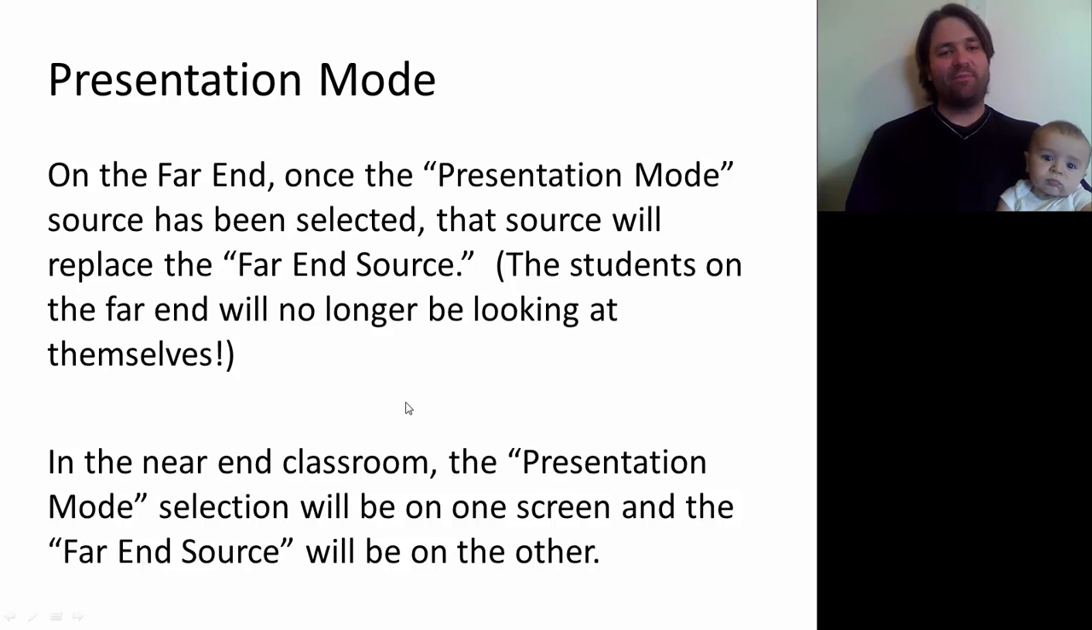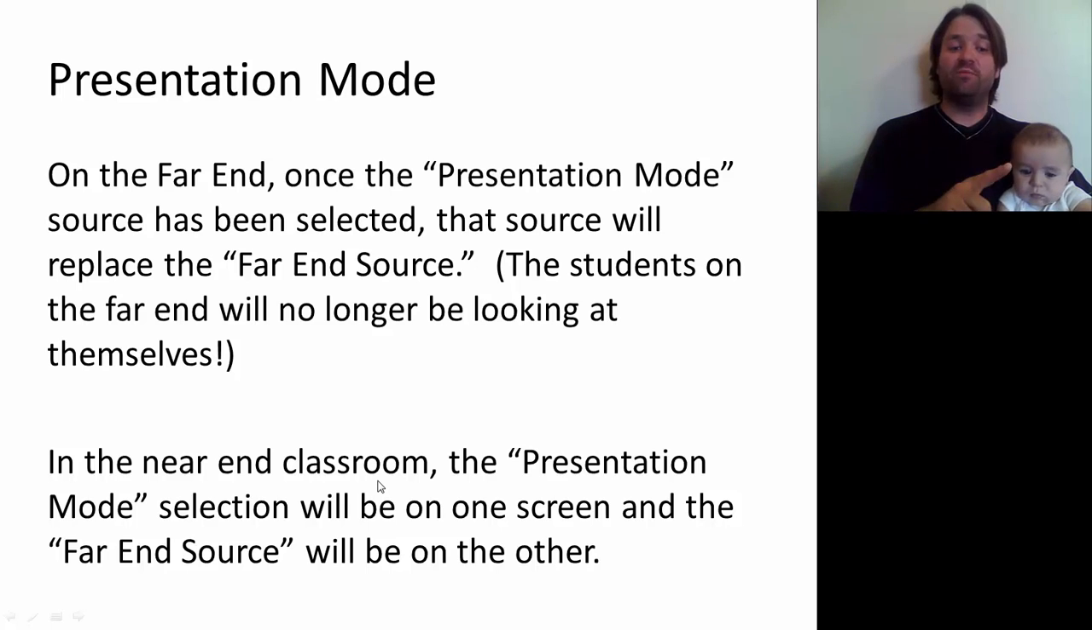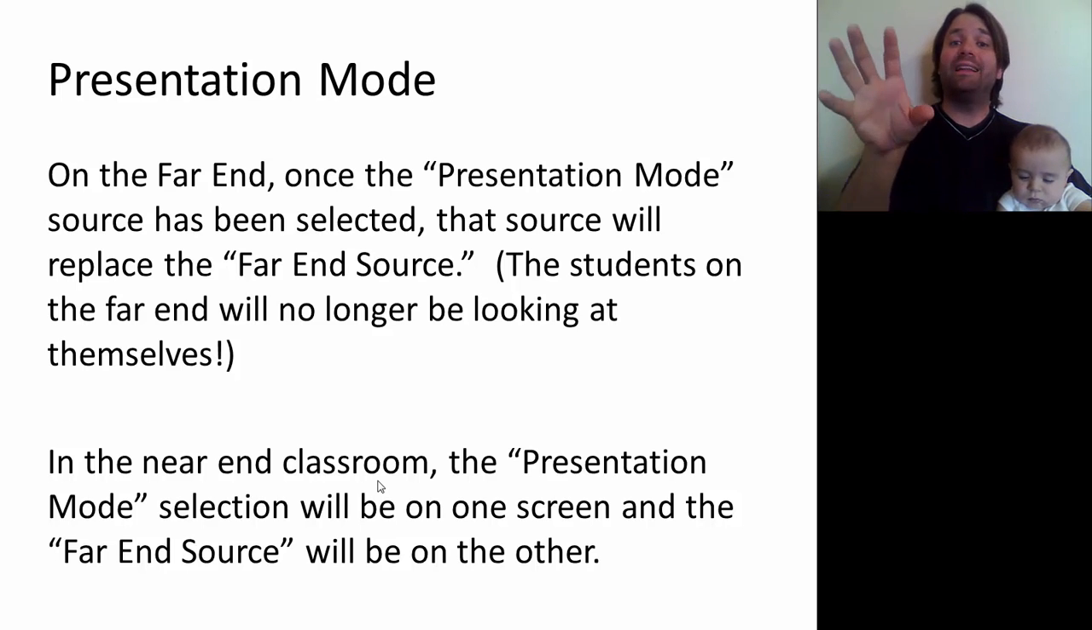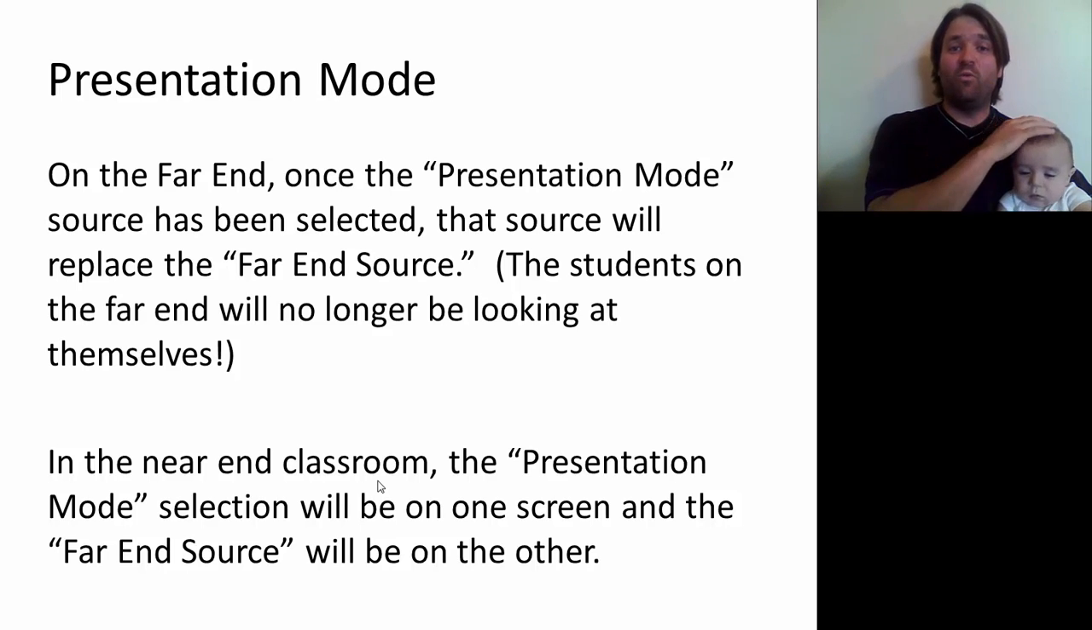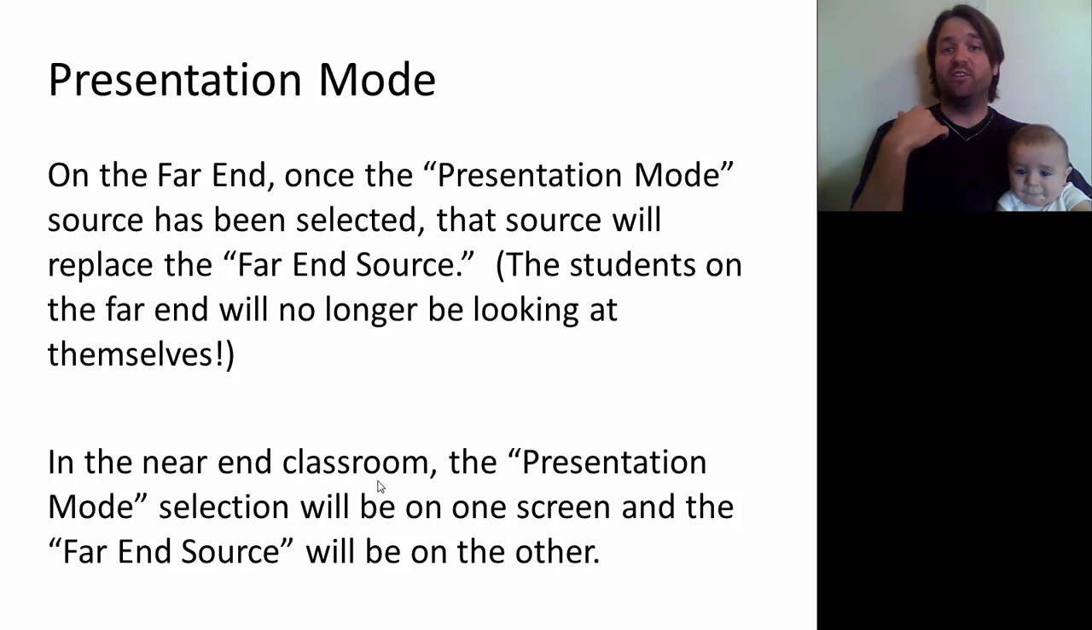So basically what happens is this. On the far end, once the presentation mode is selected, that source will replace the far end source, which is the student's camera that's looking at themselves. And that means that they're no longer going to be looking at themselves. In the near end classroom, the presentation mode will be on one screen and the far end source will be on the other. So that is, the presentation mode actually replaces what is on the current screen or what is currently selected on the near end.